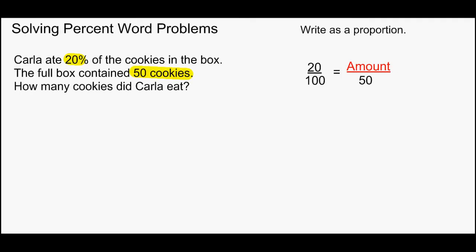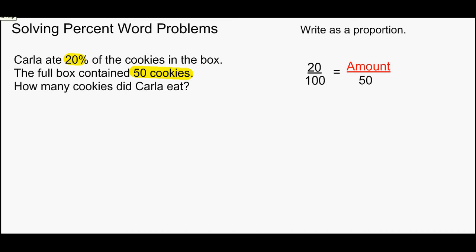Let's use a proportion to solve a percent word problem. Carla ate 20% of the cookies in the box. We represent this as 20 over 100. The full box contained 50 cookies. 50 cookies represents the base, the total. How many cookies did Carla eat? This is the amount. The amount is missing.